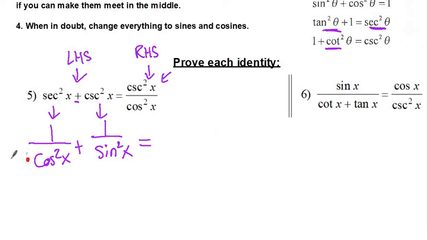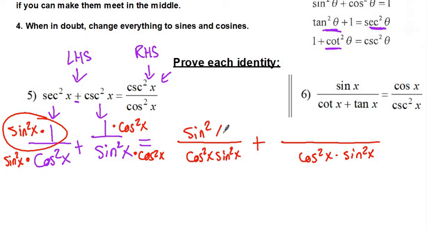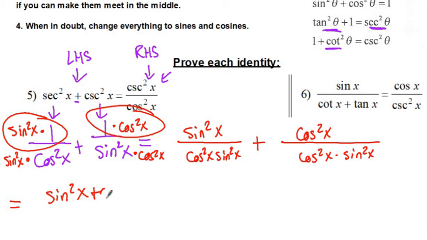So in this case, this is missing a sine squared. So we will multiply top and bottom times sine squared. This side is missing a cosine squared. So we multiply top and bottom times cosine squared. So now we will have this. We will have the new denominator is cos squared sine squared for both of them. Okay, and then the top right here is going to become sine squared, and the other side will become cosine squared. And now that we have a common denominator, we could just combine them. Sine squared plus cosine squared over this.